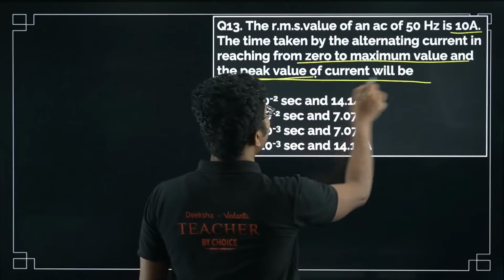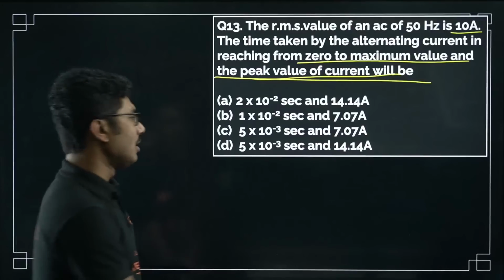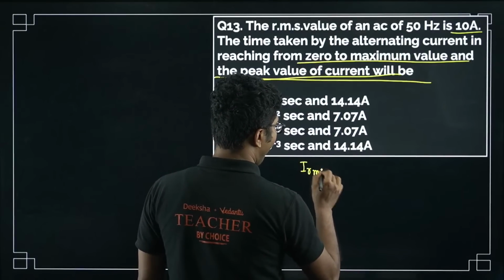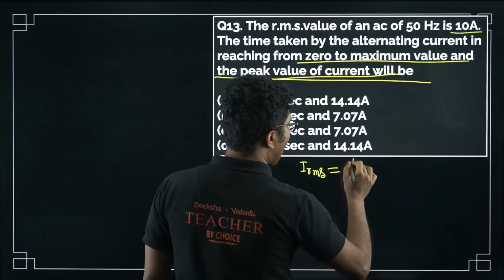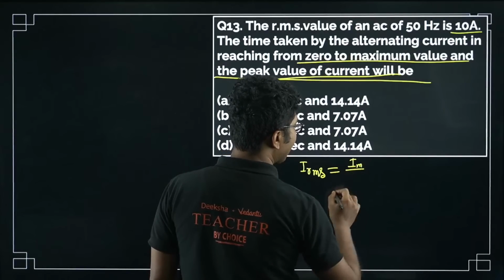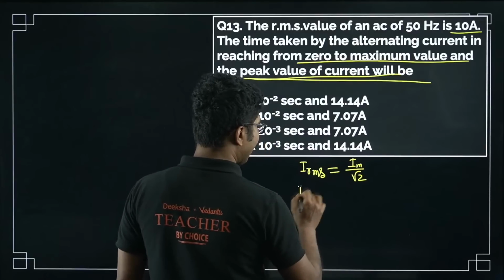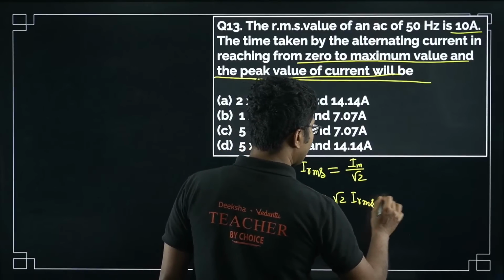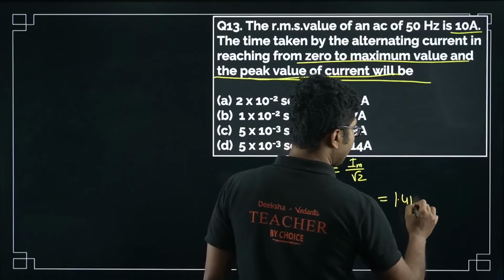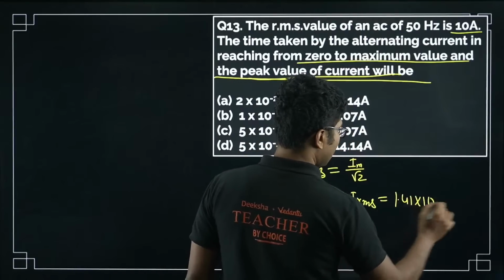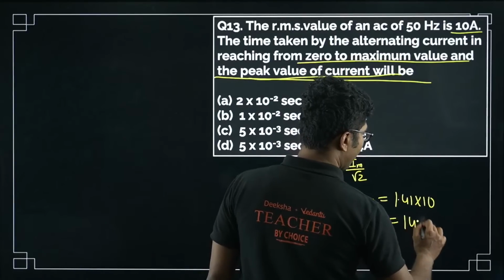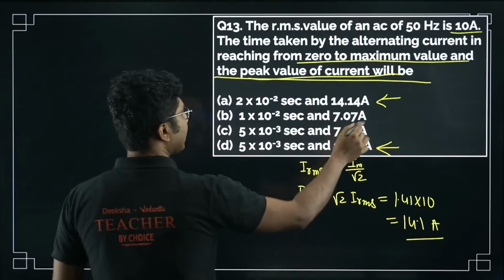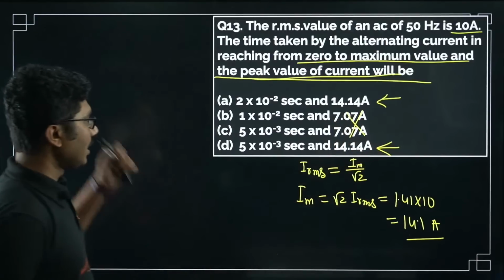So first of all you have to calculate the peak value of the current. Peak value of the current is what? IRMS is basically the peak value divided by root 2. So peak value is basically root 2 into IRMS, that is 1.41 into 10, that is 14.1 ampere. So either this or this are correct. These two are incorrect.